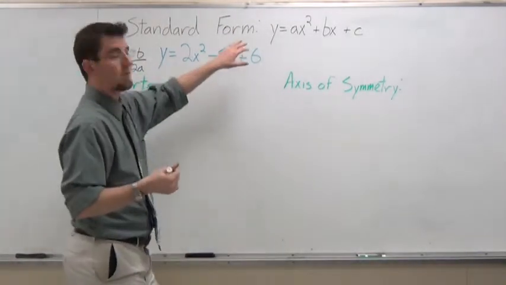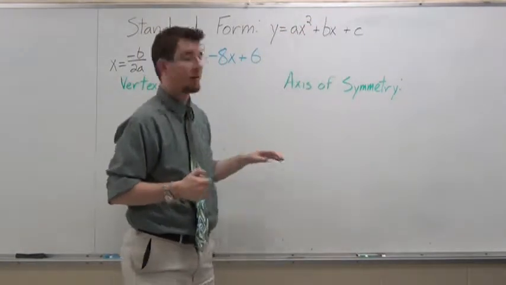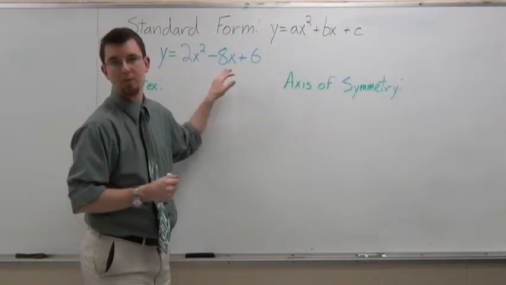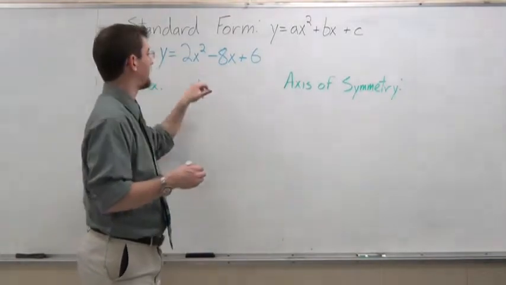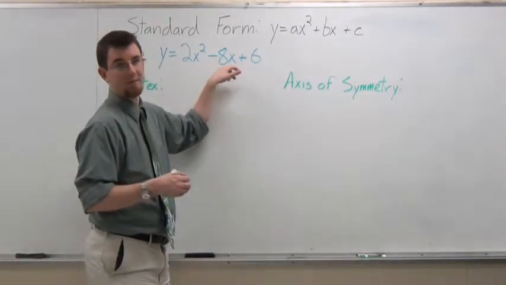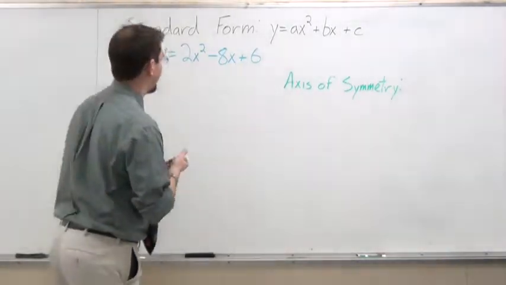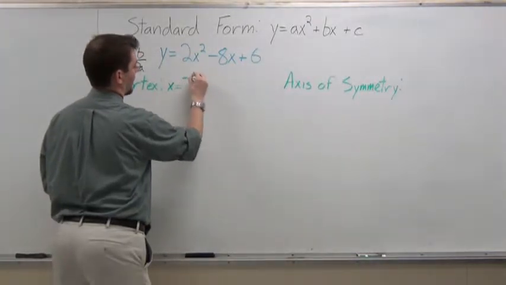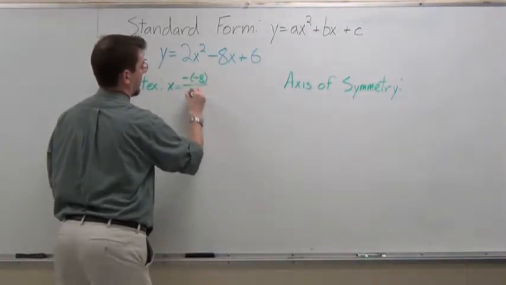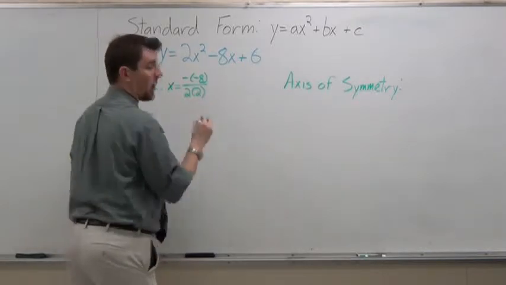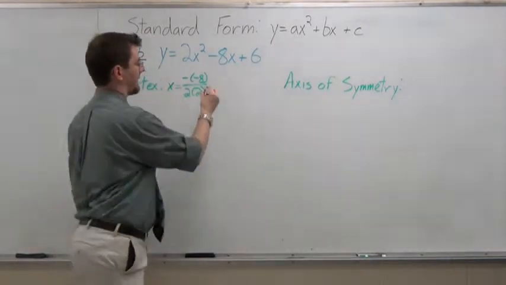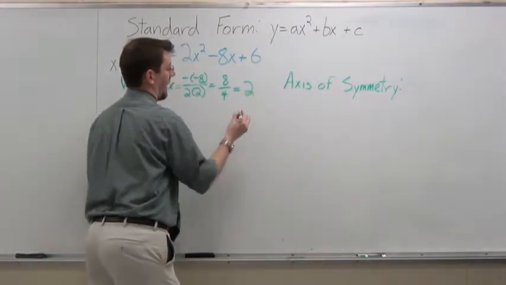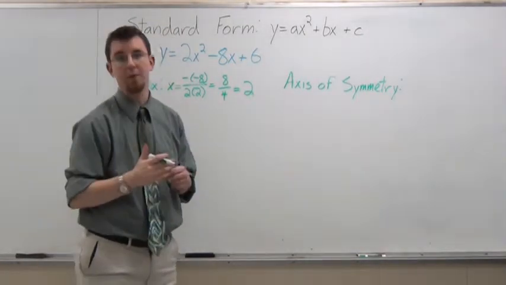So in this case, we have our ax squared plus bx plus c. You just want to be mindful of your signs. Now, I've written this in the proper standard form. You should do that too. And so my negative b, just be careful, in this case that's going to be positive 8, all over 2a. So when I evaluate this, I get 8 over 4, or 2.